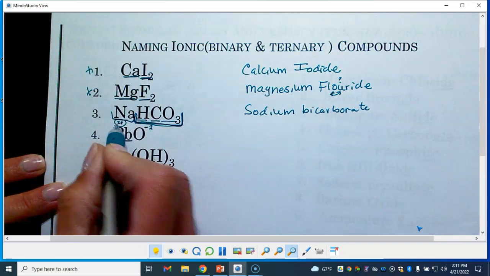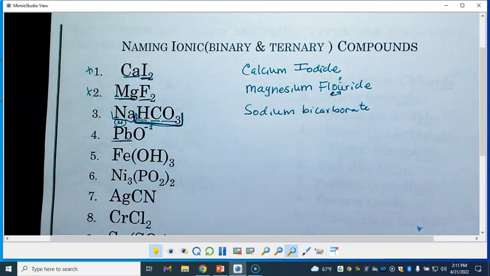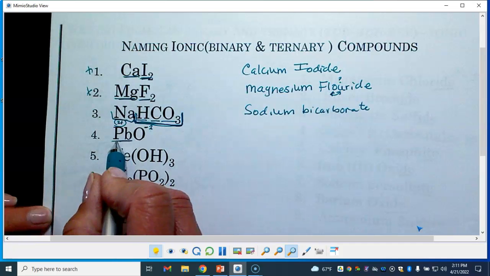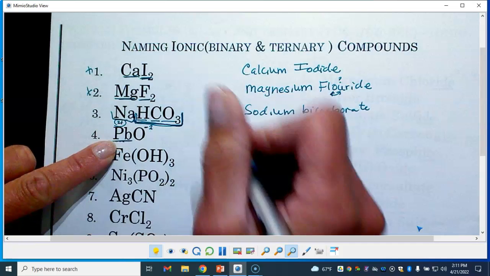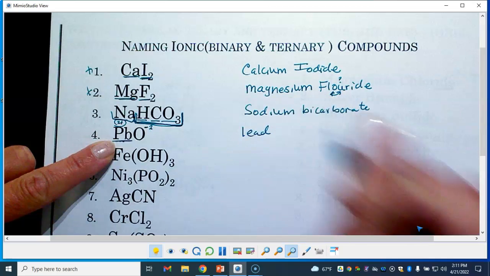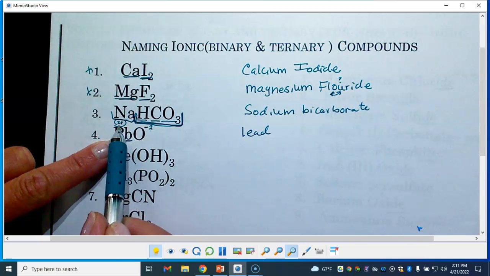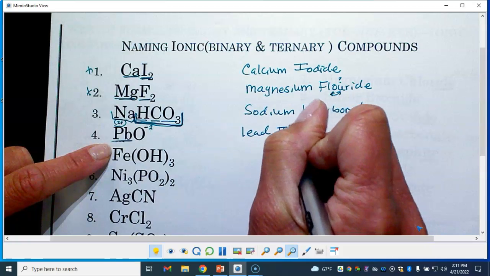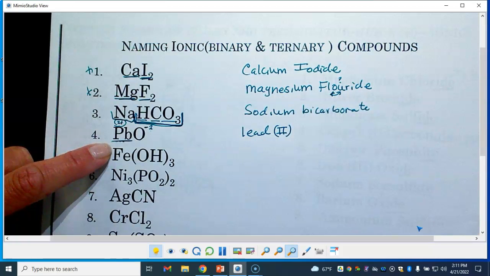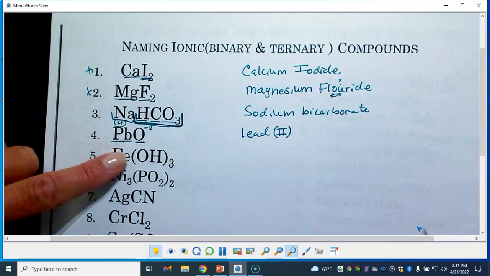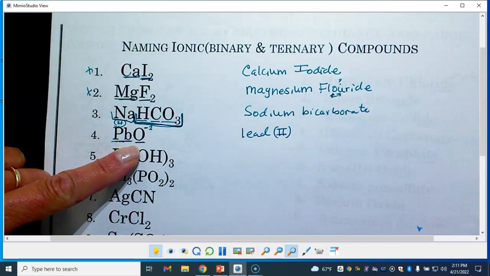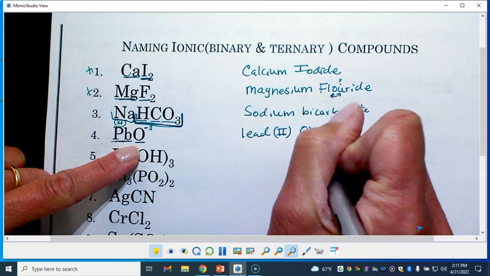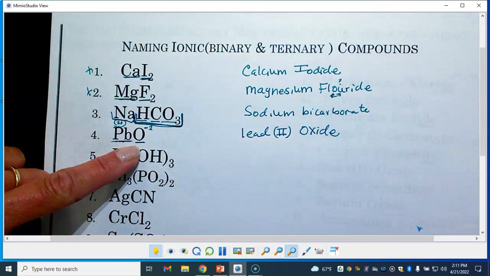So I'm going to put the 2 in Roman numerals. So I'm just going to name this guy outright, lead. I know lead's oxidation number is 2, so I'm going to put my Roman numeral 2. And then I am going to take the root of my anion and add -ide. So that's lead(II) oxide.